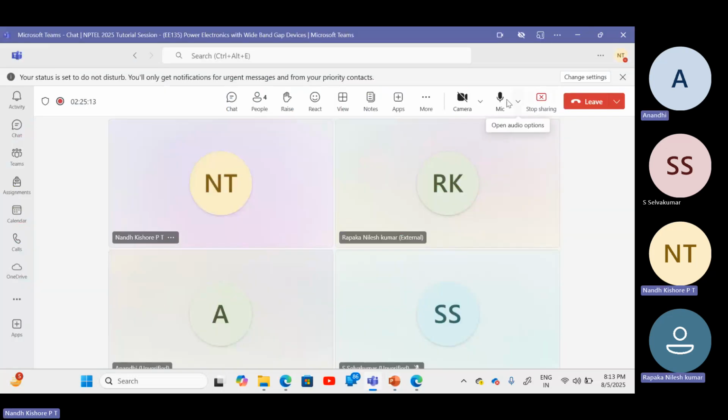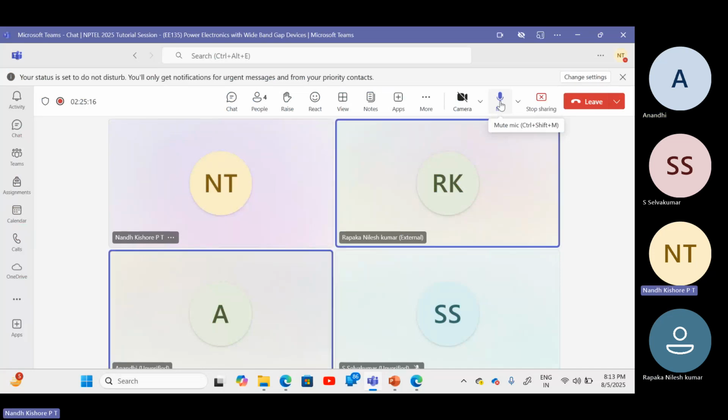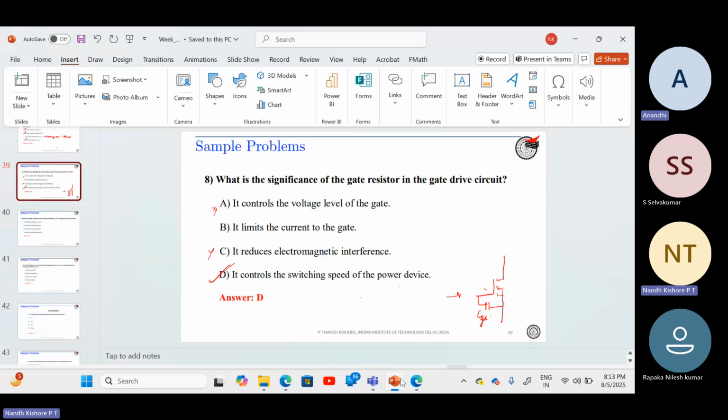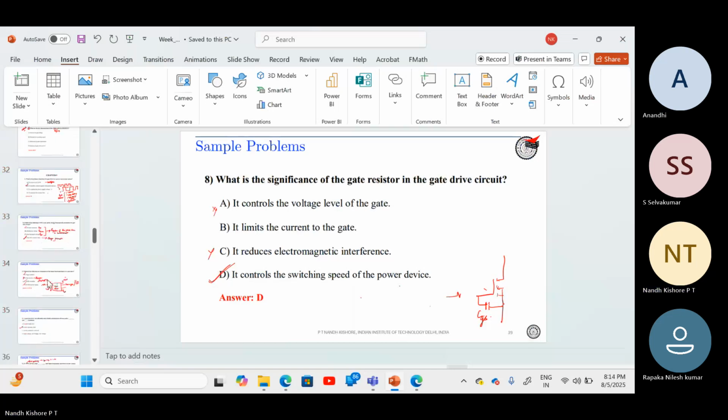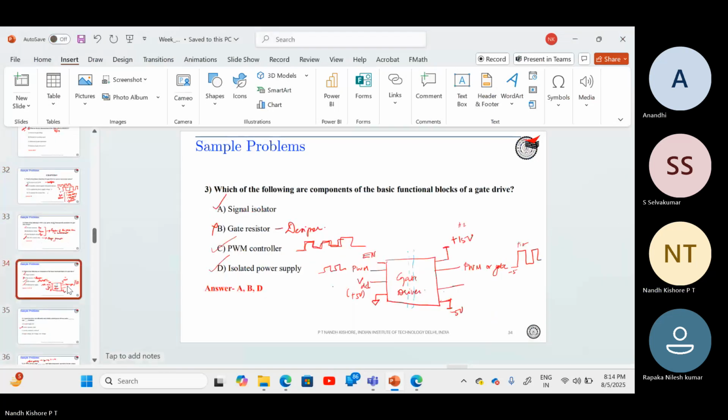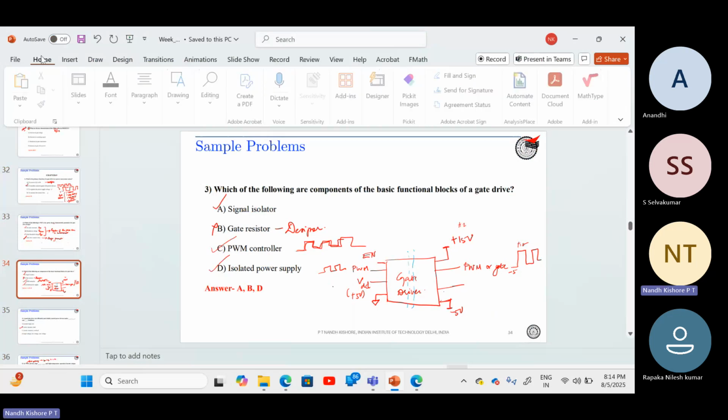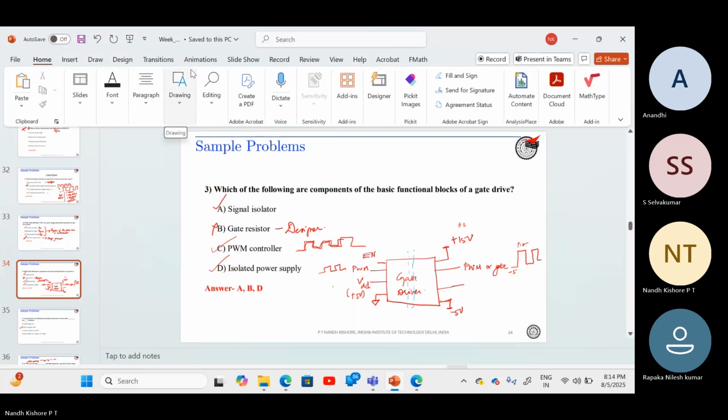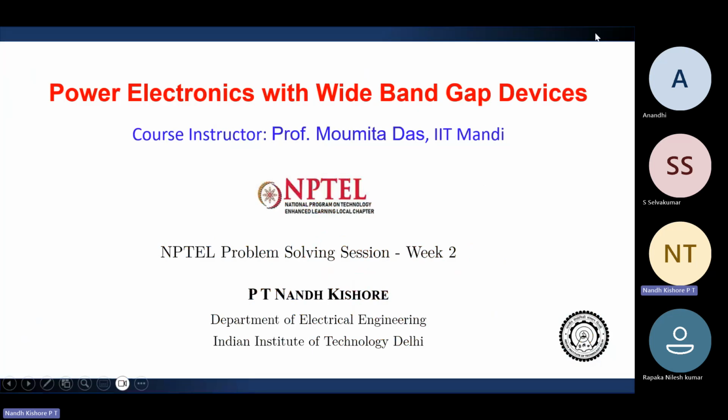Is this fine? One doubt in question number 3. Question number 3. Yeah, just a second. It shows answer B is also an answer. Oh, okay, fine. Just a second. I'm not able to maximize it to full screen.